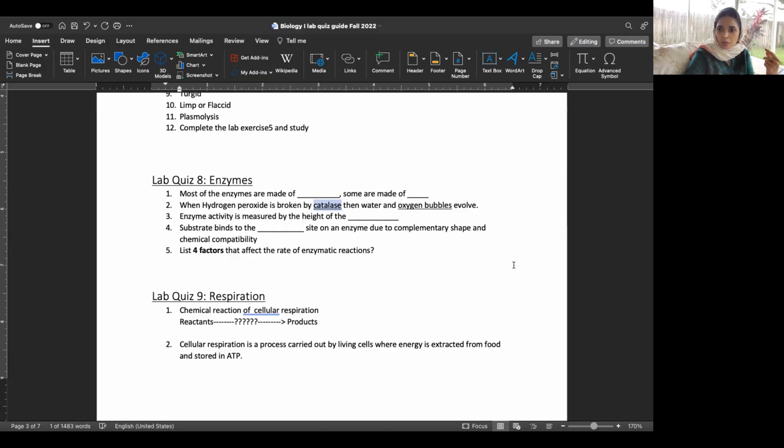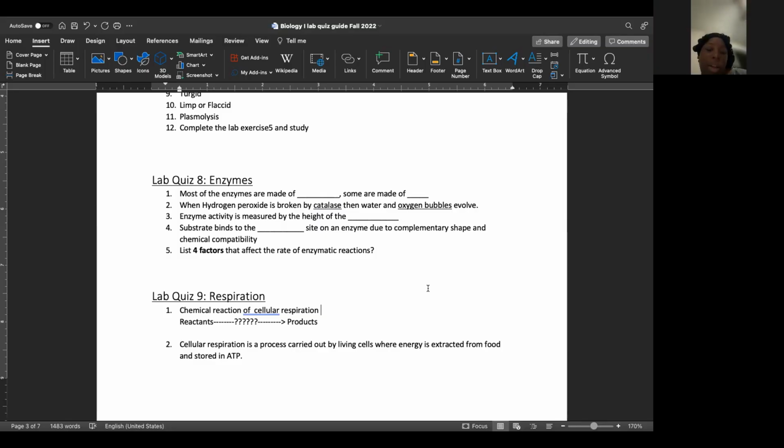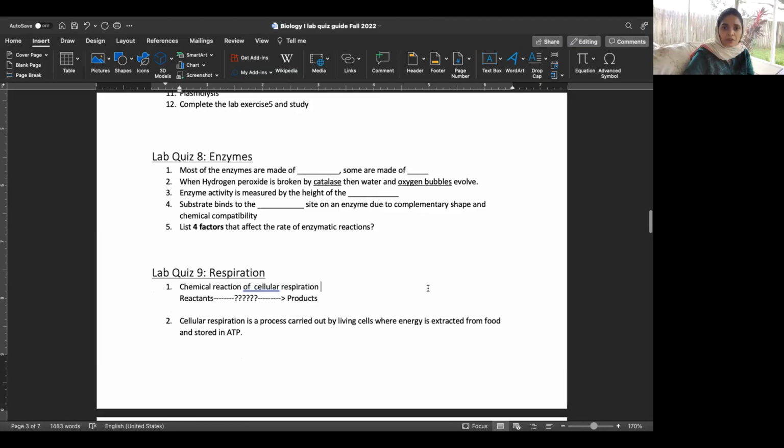One more, a couple more people. Now, Sheila, Stacy, Tynesha, go ahead. Any one of the questions, quickly. Number 4, substrate binds to the active site on an enzyme due to complementary shape and chemical compatibility. The active site is the answer to number 4. Active site, very good. Okay.